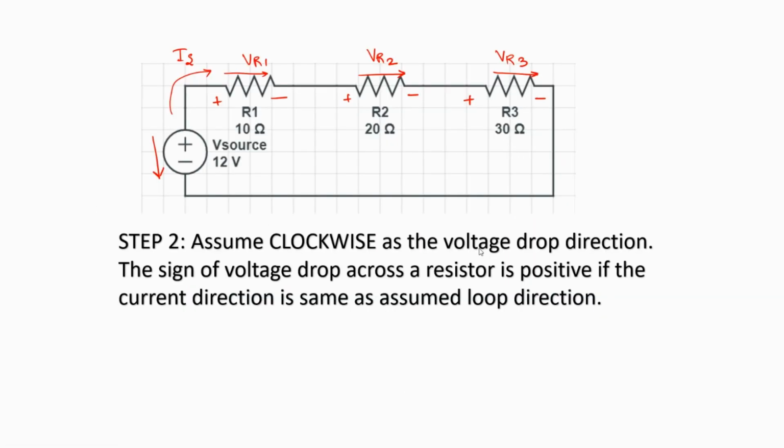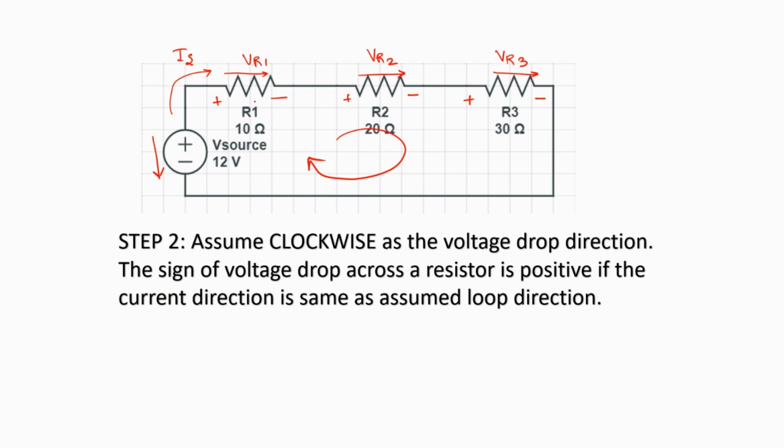Step 2 is to assume a clockwise voltage drop direction. Conventionally, we can do this. So we are going to assume a clockwise voltage drop direction. Now we are going to compare the direction of each of these voltage drops on these resistors and also the V source and the direction of the voltage drop which we've considered here. Looking at this, we can frame our KVL equation.